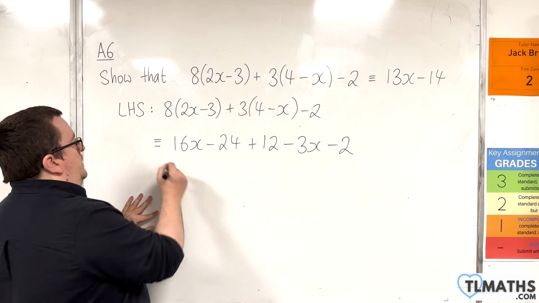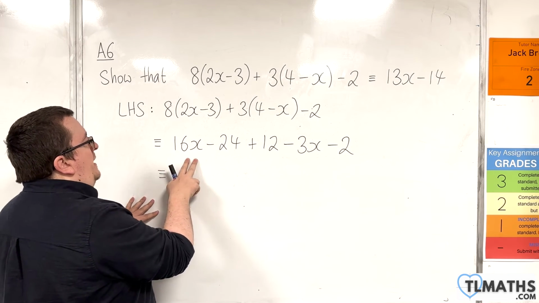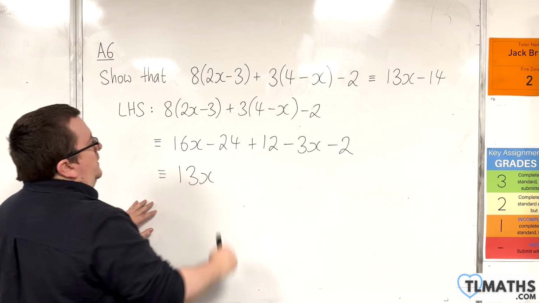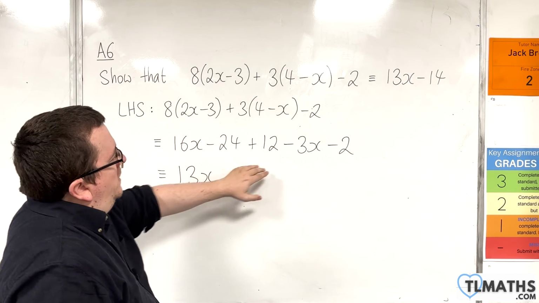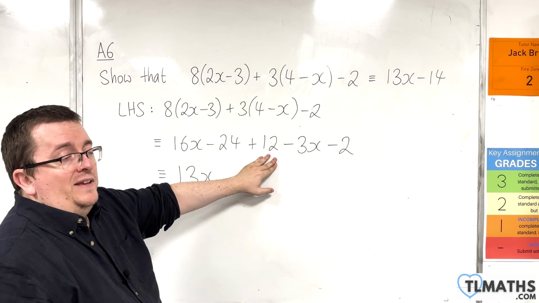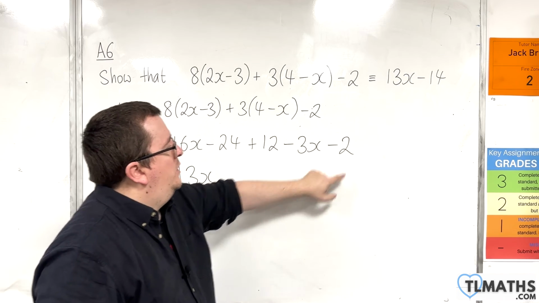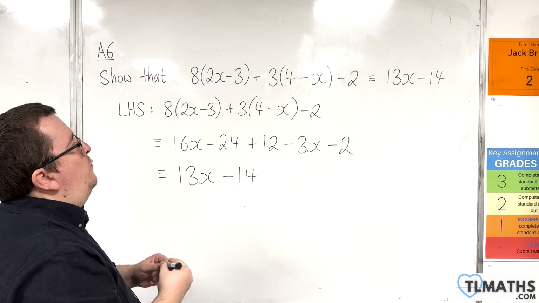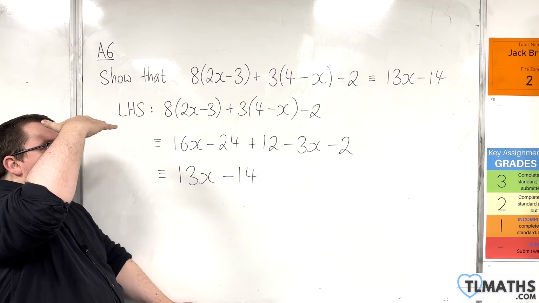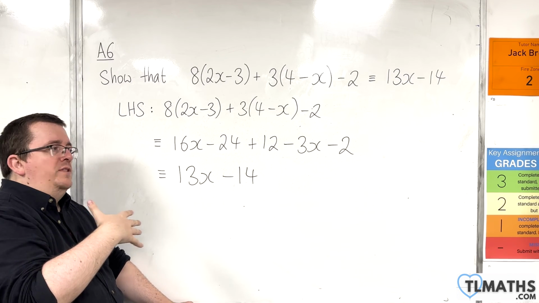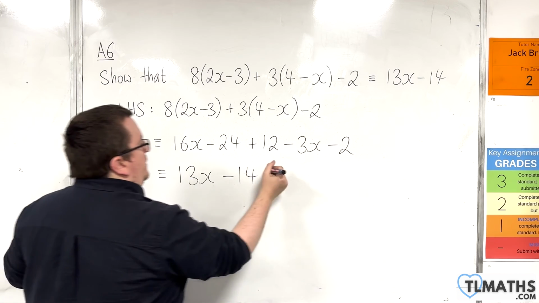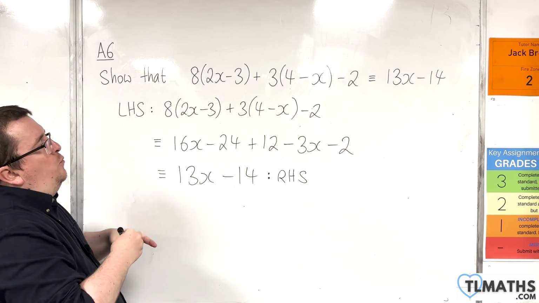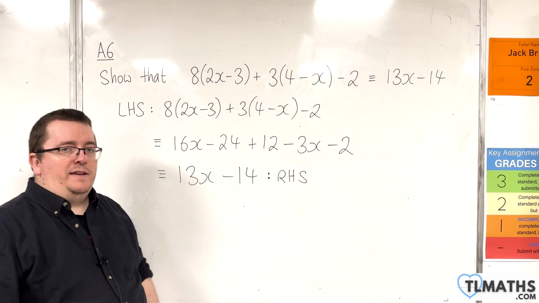Okay? So, we have 16x take away 3x, which is 13x. We then have minus 24 plus 12, so that gets us to minus 12, take away 2, which is the minus 14. So really what they're looking for here is the stages that you go through to get from one side, the left-hand side, over to the right-hand side. And they want to see those expanded brackets.